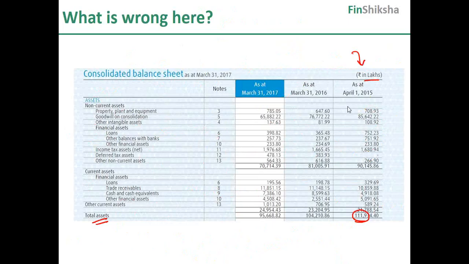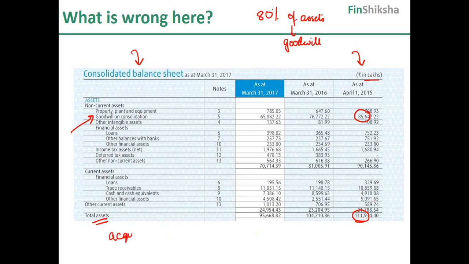There is a line item called goodwill on consolidation, which is about 856 crore. So nearly 80% of assets are goodwill. Now, what is goodwill? Why is that a problem? Because goodwill is an intangible asset. How does goodwill come in? Goodwill only comes in if the company that you're looking at has acquired another company at a premium, right?